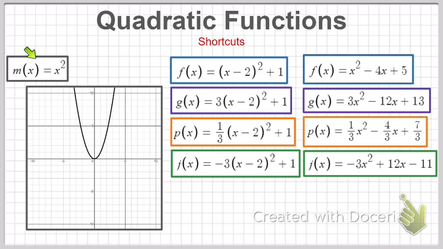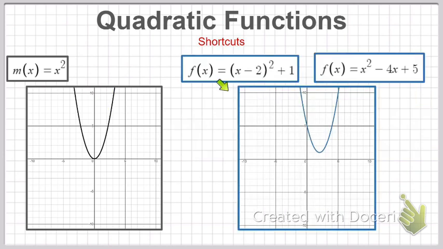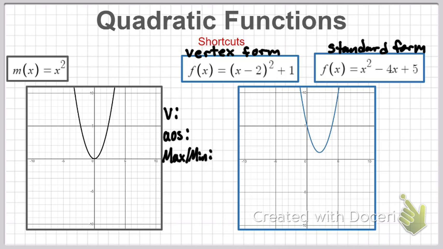Okay, and I'll keep referencing the mother function graph, which is x squared, and it looks like this. First, let's look at the one that has an A that equals 1. Here I have the two forms. I have vertex form and I have standard form. And what I want to first do is identify the 3 most important characteristics of our quadratic function, which is the vertex, and then the axis of symmetry, and then the max or min.